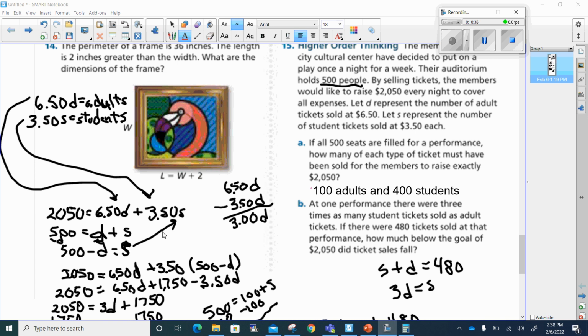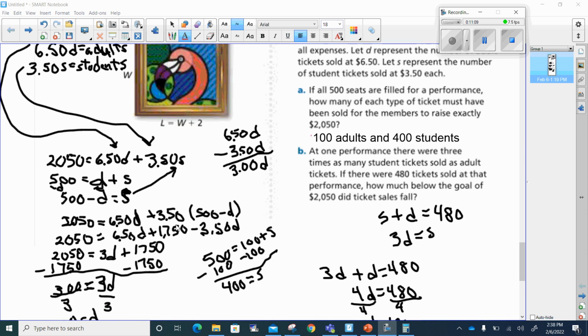Okay, remember, S over here is represented now by this. So we can take this first formula, and instead of having S here, we can put 500 minus D. So we're going to take this 2050 here. We're going to say it equals 6.50D plus 3.50. And instead of the S, we're going to put 500 minus D.